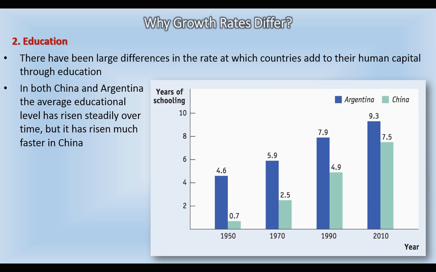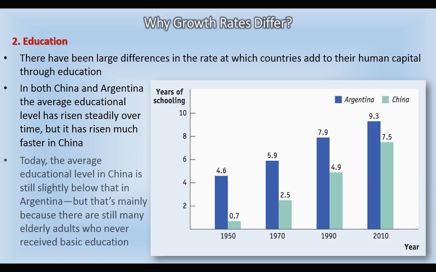In both China and Argentina, the average educational level has risen steadily over time, but has risen much faster in China. Today, the average educational level in China is still slightly below that of Argentina, but that's mainly because there are still many elderly adults who never received basic education.